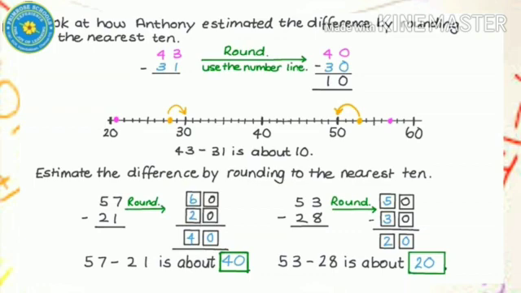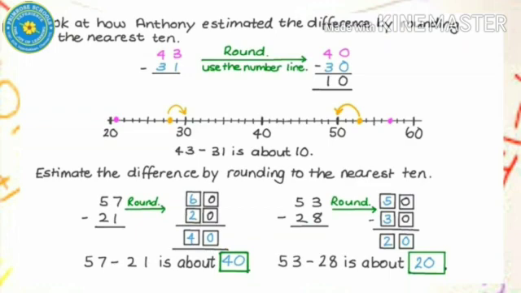Now one more problem has been given in the slide. Estimate the difference by rounding off to the nearest 10. 57 minus 21. So what will you get, children, when you round off 57? You get 60. Am I right, children? Very good. And what will you get when you round off 21? 21 is closer to 20 rather than 30. So we get 60 minus 20, which is equal to 40, which is the estimated difference.